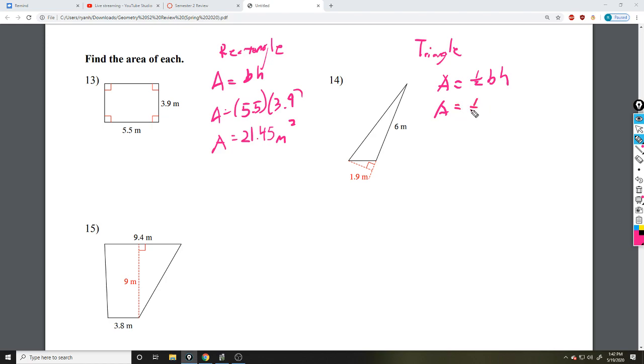Area equals 1/2 our base, which is 6, times my height, which is dropped down perpendicular to the base. That's 1.9. And so if we put that in our calculator, we're going to get 5.7. Again, meters squared.